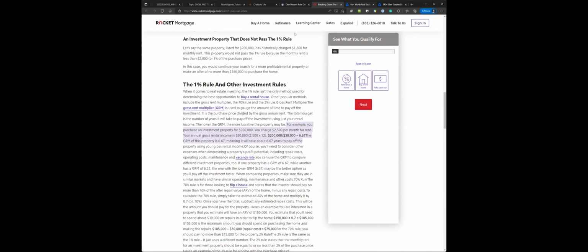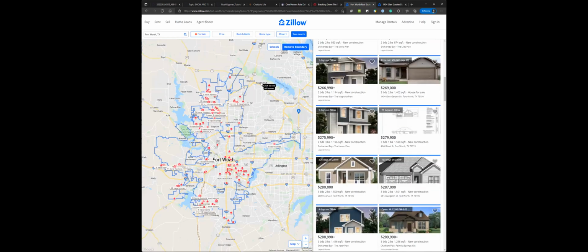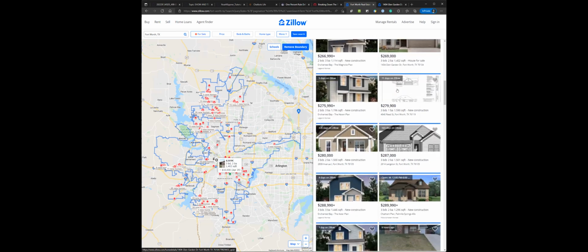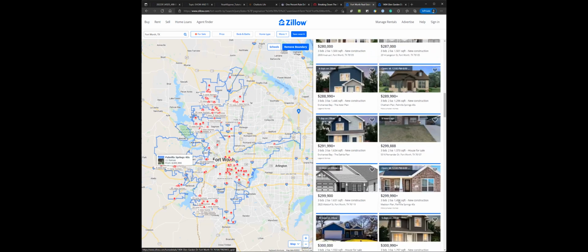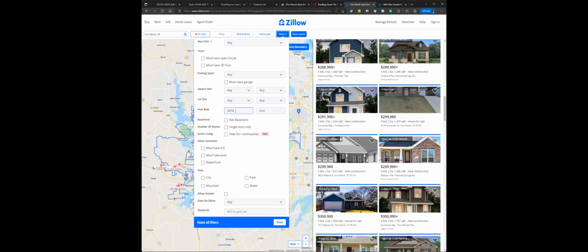So the very real example I can give you is in Fort Worth, Texas. Believe it or not, these are housing values for real homes. If you're living in big cities, especially on the coast, you might be shocked. And these are new constructions too. I've limited this to 2018 and newer.